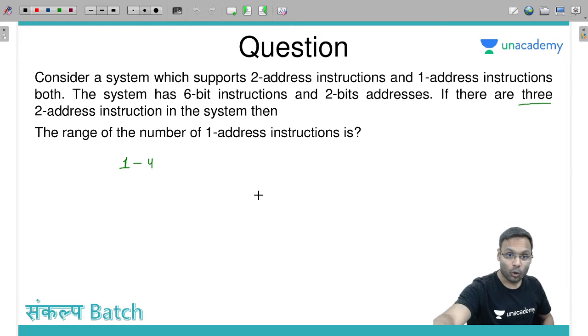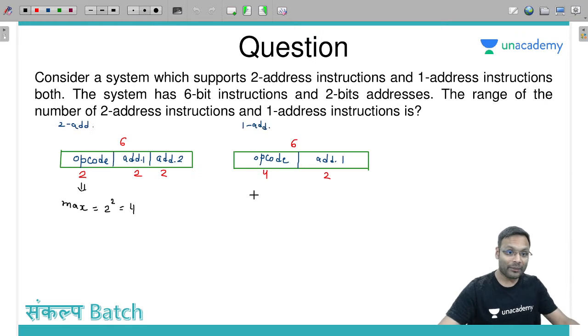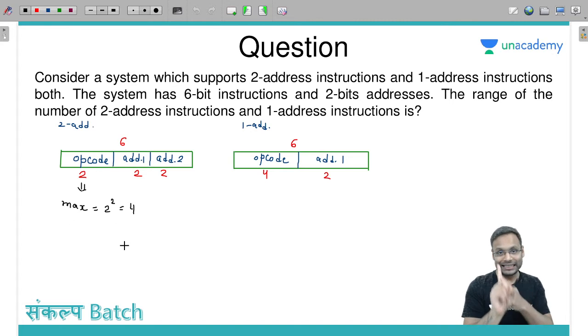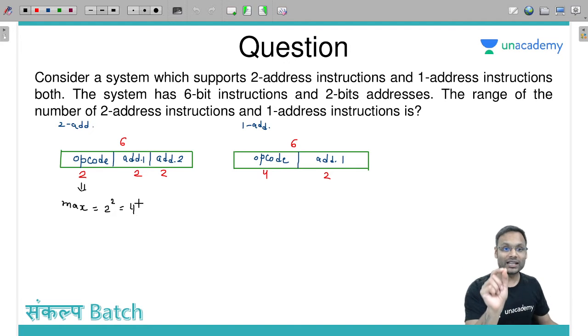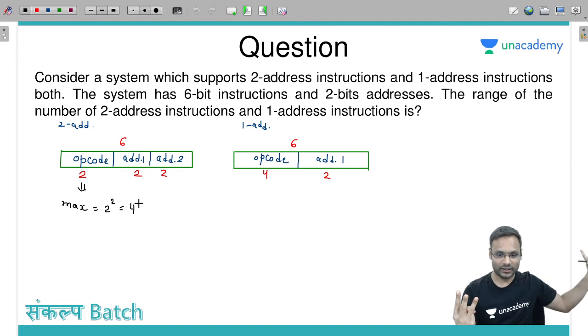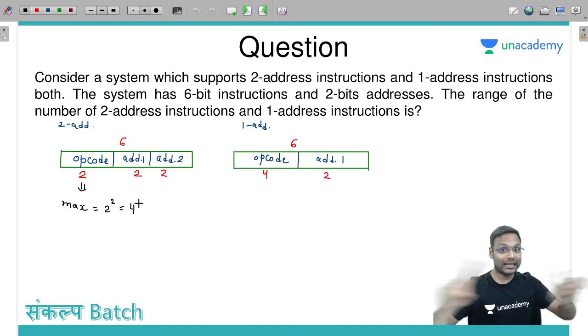Understanding that? So what am I saying is the 2 address instructions can be 1, yes. 2, yes. 3, yes. More than 3, no. So the maximum opcodes are 4, but you can use 2 address instructions maximum is equal to 3. 3 से ज्यादा यूज नहीं कर सकते.